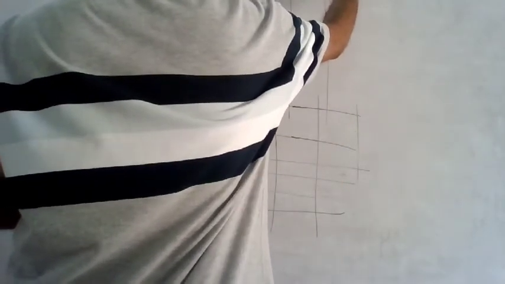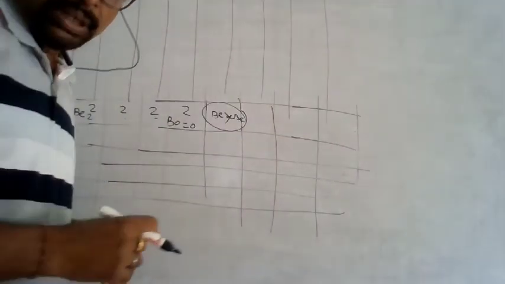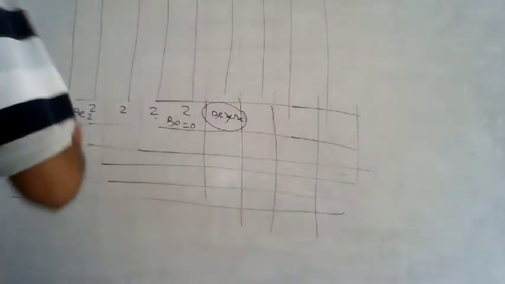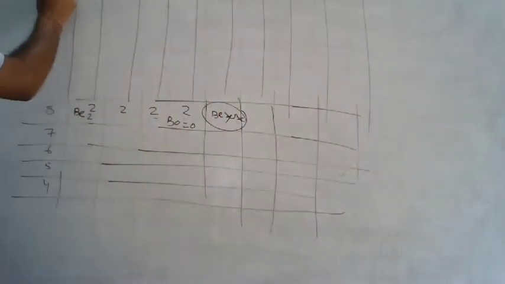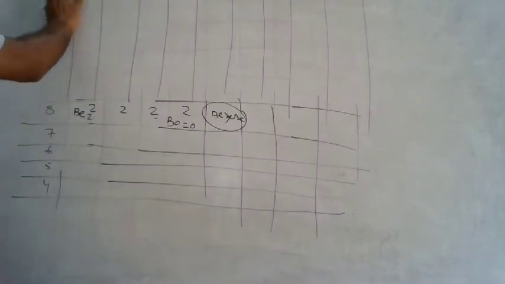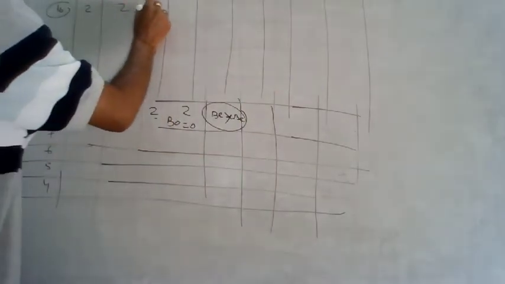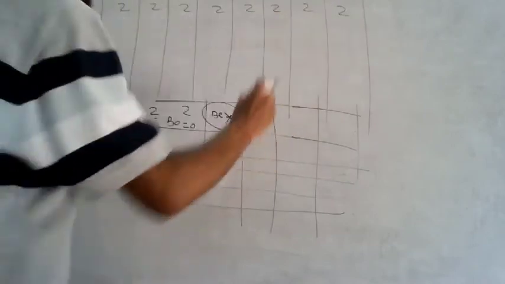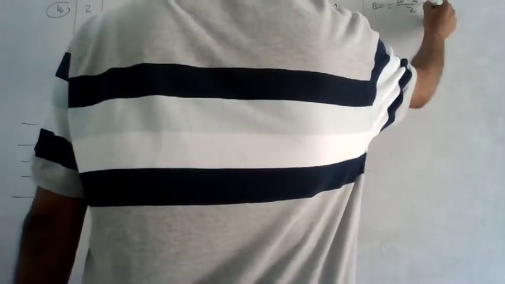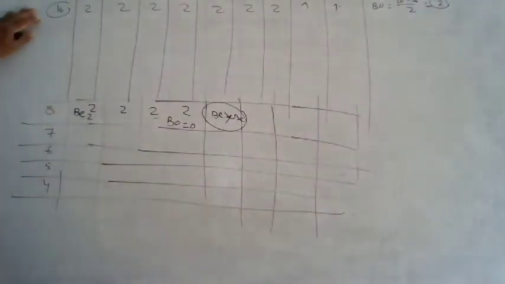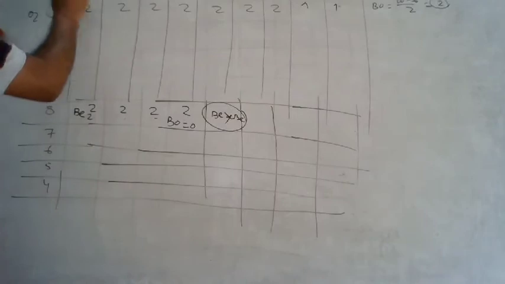The bond order will be equal to 10 minus 4 by 2, that is 3. So the bond order is 3, and it will be diamagnetic because there is no unpaired electron. So the bonding electrons minus antibonding electrons, 9 minus 4 by 2, will be equal to 2.5.